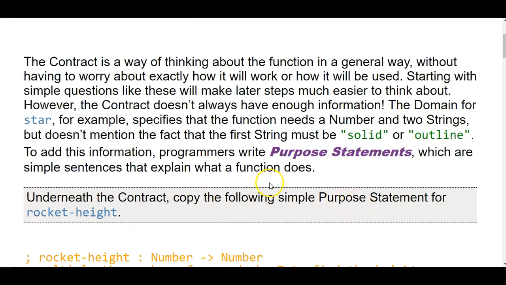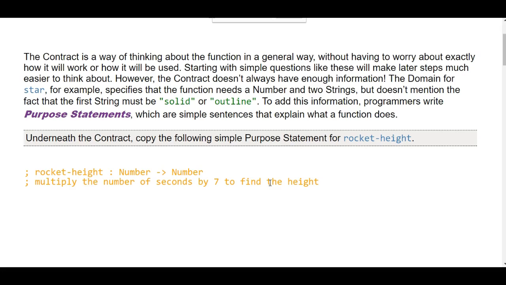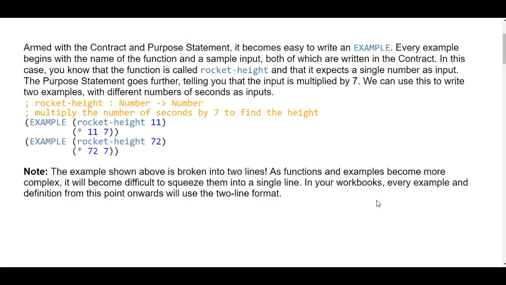Then you can check here. Okay, and I will let you see. Here it is. This is an example of a purpose statement. I like the good purpose statement here: multiply the number of seconds by 7 to find the height. That's very good there, right? Okay. And now we can write our examples.